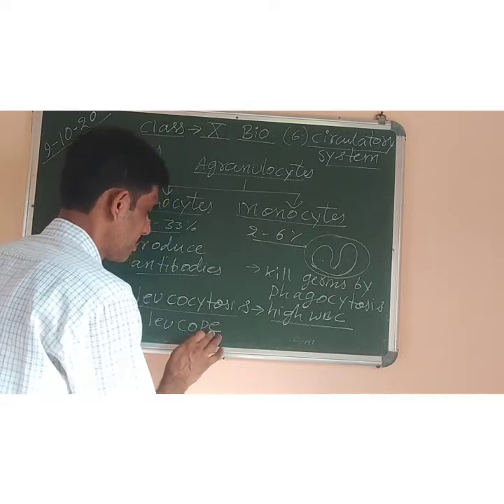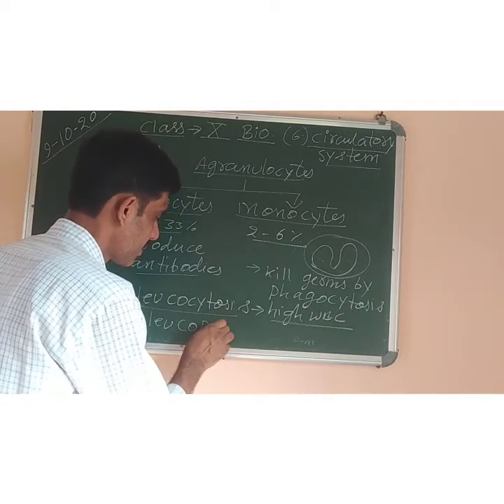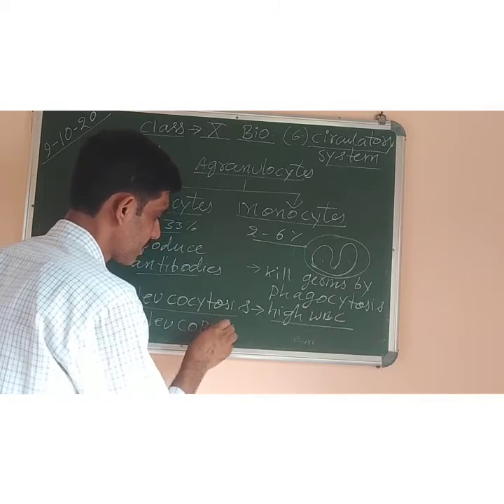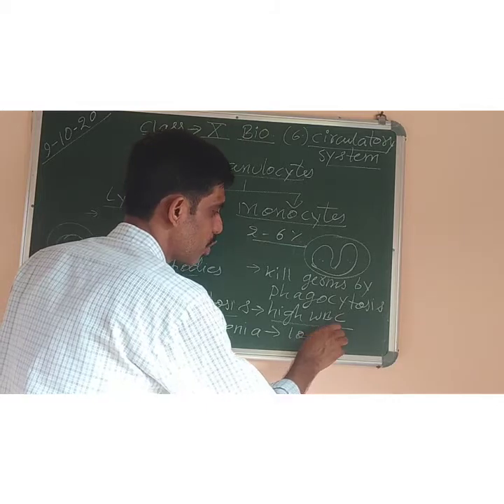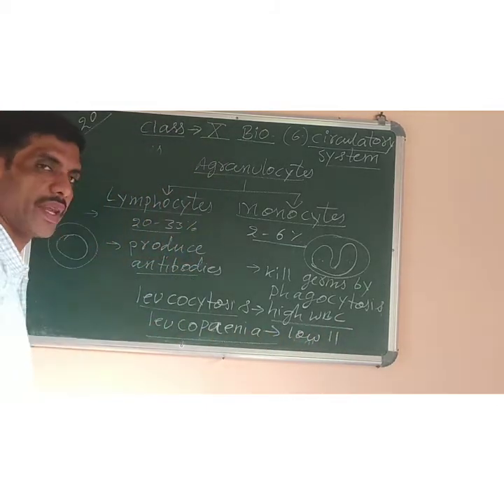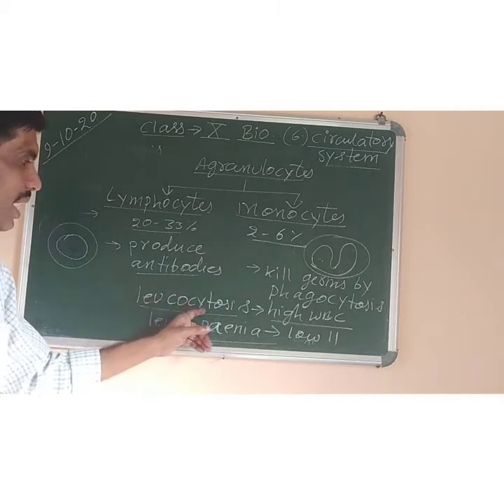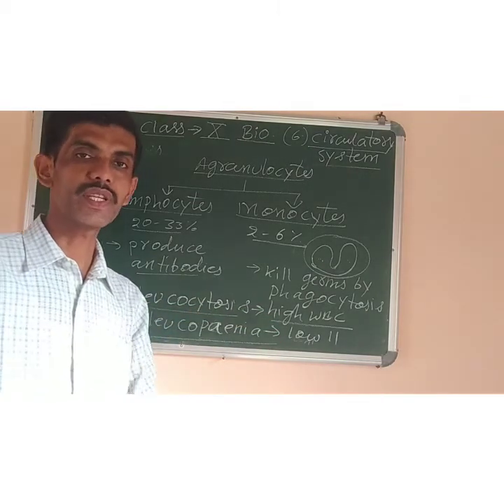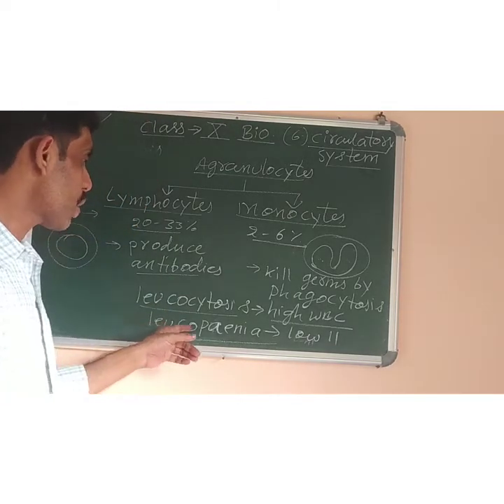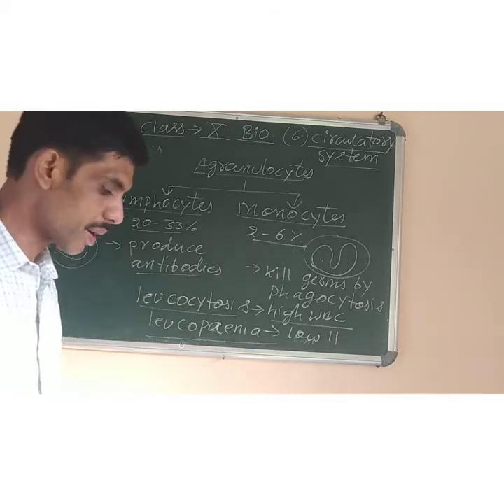Leukopenia. The spelling is leukopenia. Low WBC count is called leukopenia. So you can understand these two words and their meanings. Leukocytosis is the higher WBC, meaning when the count of WBC increases, and leukopenia is the condition in which there is a low count of WBC.